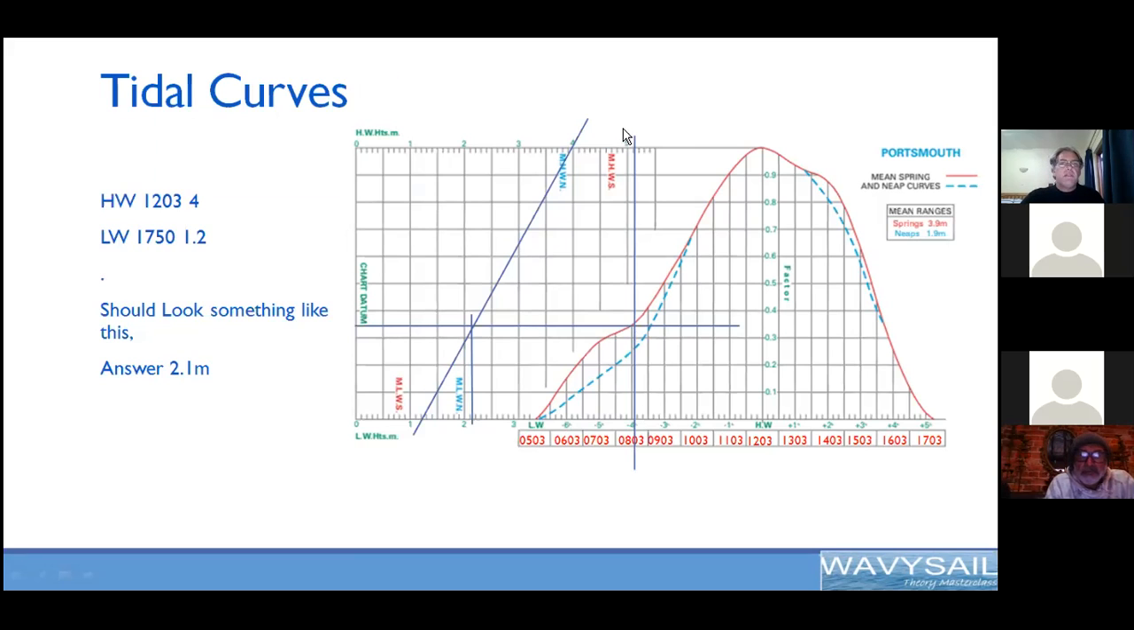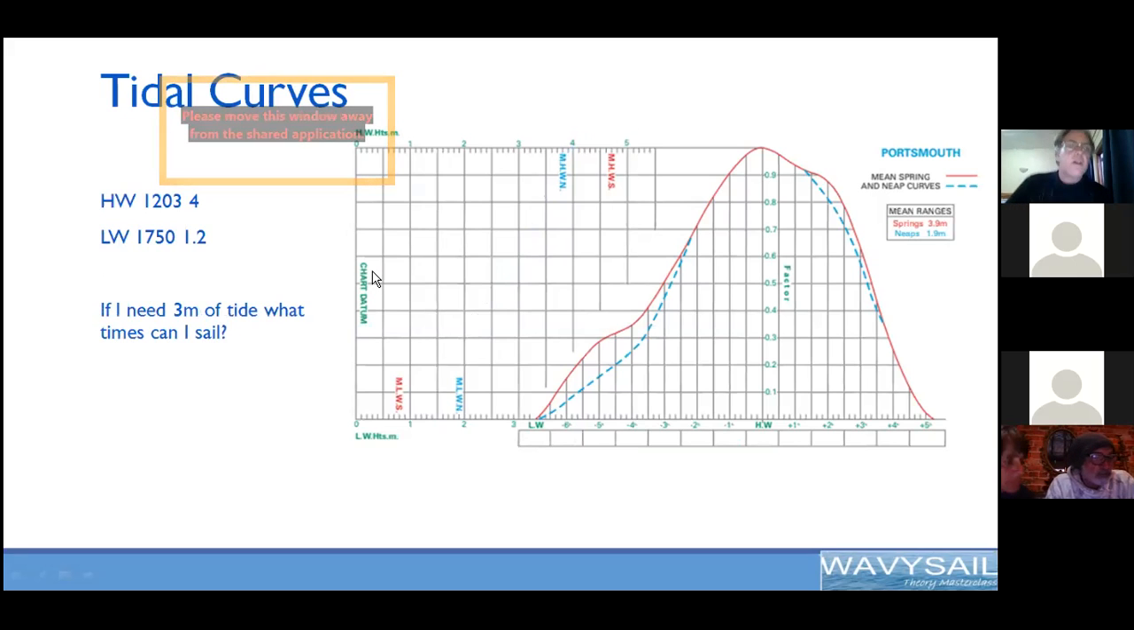Okay, so if we look at another little question using the same chart, if we need 3 meters of tide, what times can I sail? So that's looking at the tidal graph the other way around. The one was telling me from the time that I knew to depth. This is now from the depth that I want to time. We start exactly the same way. We put our low water in on the bottom graph and the high water in at the top.